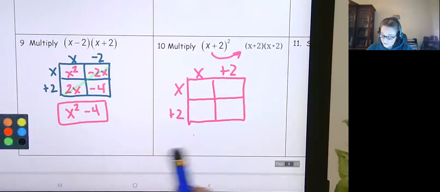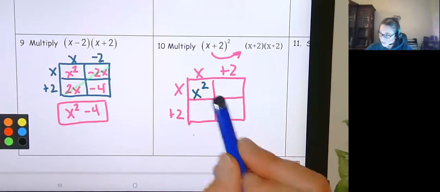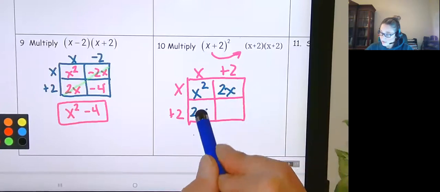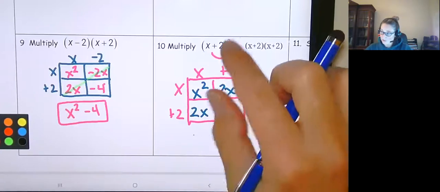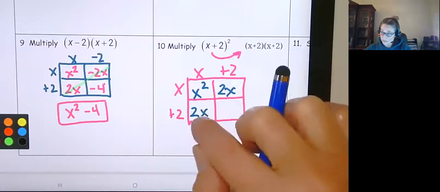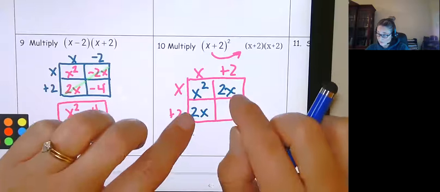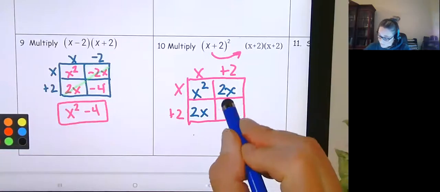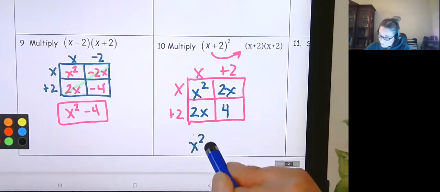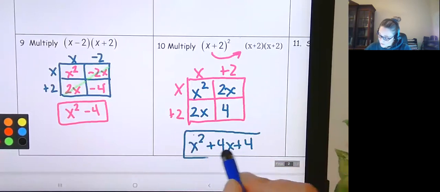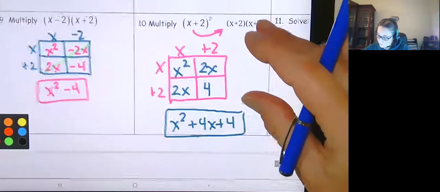And then I'm going to multiply this out. And so I get an x squared. I get a 2x. I get a 2x. Now this is going to happen when these are the same, when this is squared, these are going to be the same. Unlike here where one was a positive and one's a negative, they're both positive, they're not going to cancel. And then 4. And so I have x squared plus 4x plus 4. This is called a perfect square trinomial.